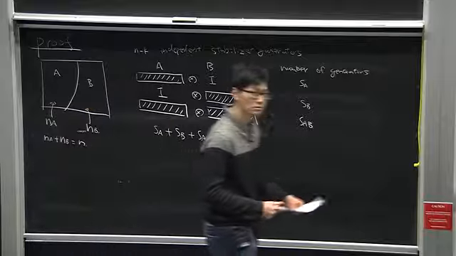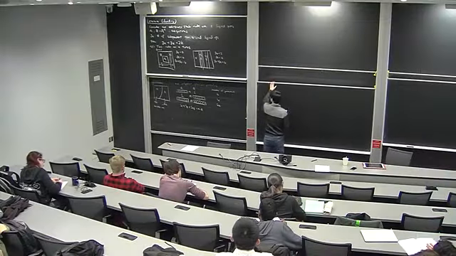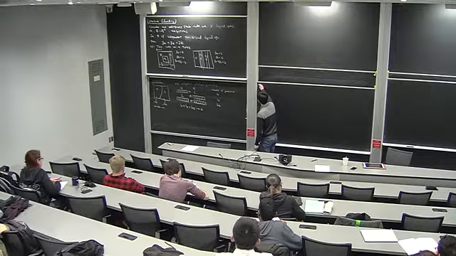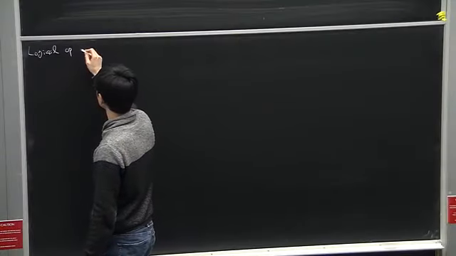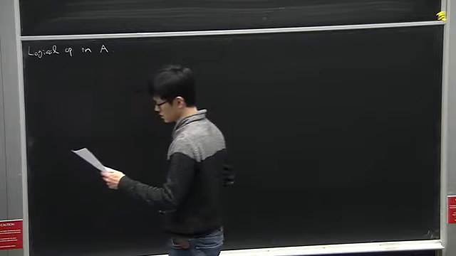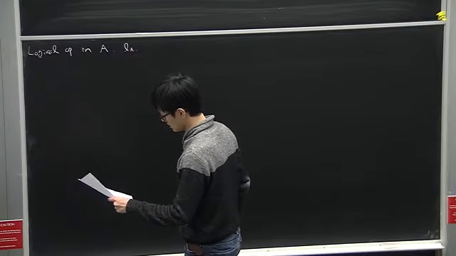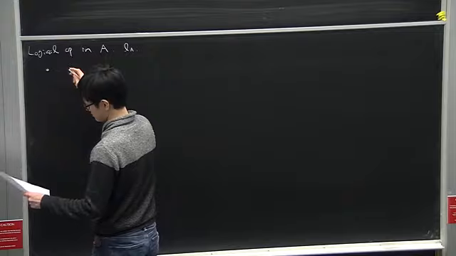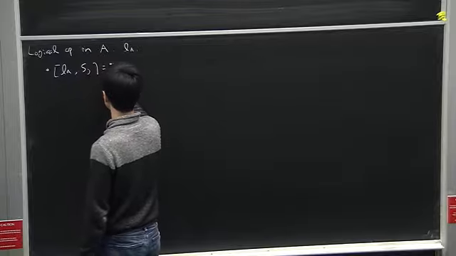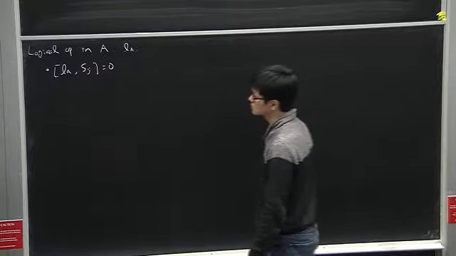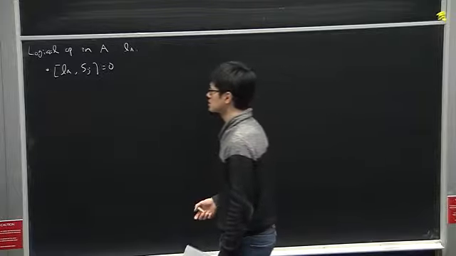Now, so what was a logical operator? Logical Pauli operator in region A. So such an operator, let me call it LA, for example. Then, first of all, LA needs to commute with stabilizer generators. Right? So what kind of constraint would this put? The answer is the following.